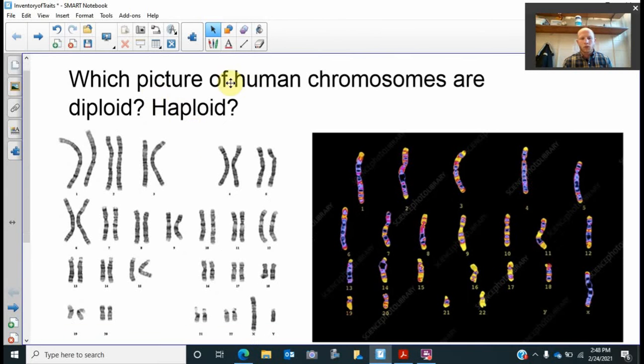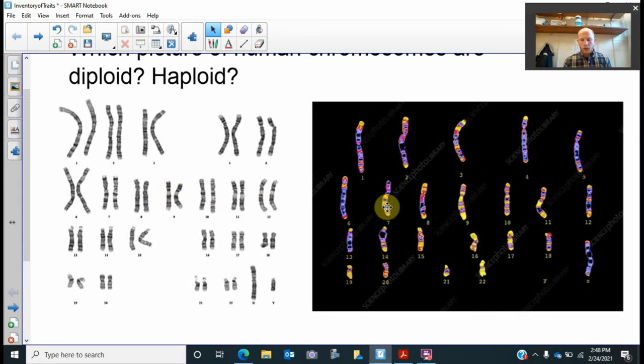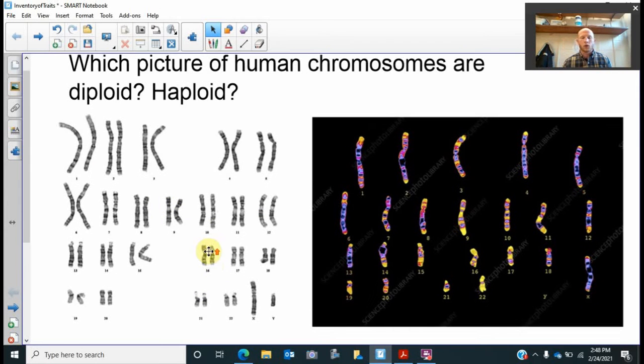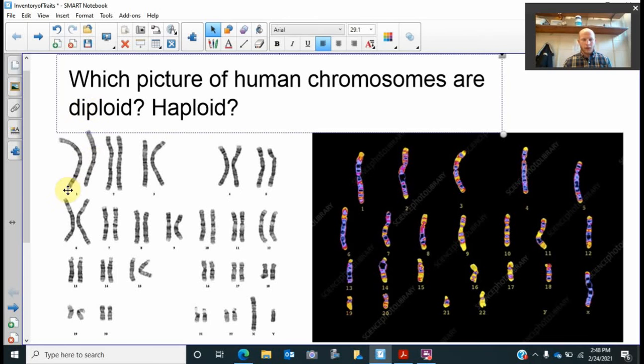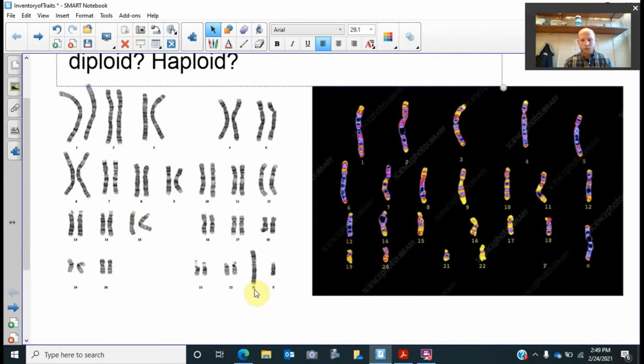Which picture is diploid, and which one is haploid? These are both the human genome. These are all the chromosomes that we have, but one of them is diploid and the other one is haploid. Diploid means two, di means two. So we have two sets of chromosome 1, two sets of chromosome 2, two sets of chromosome 3, and two sets of all of these. But if I come over here, I only have one set of chromosome 1, 2, 3, 4. So I have all of these. This is my haploid.